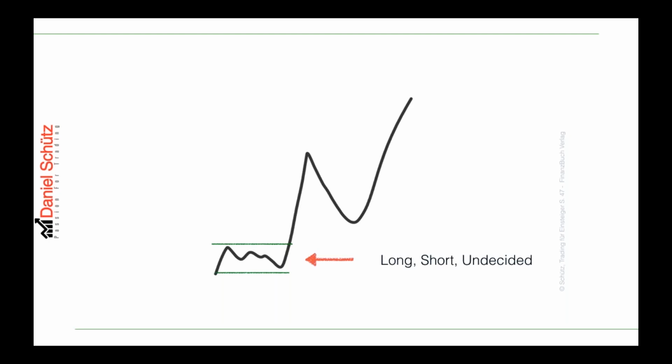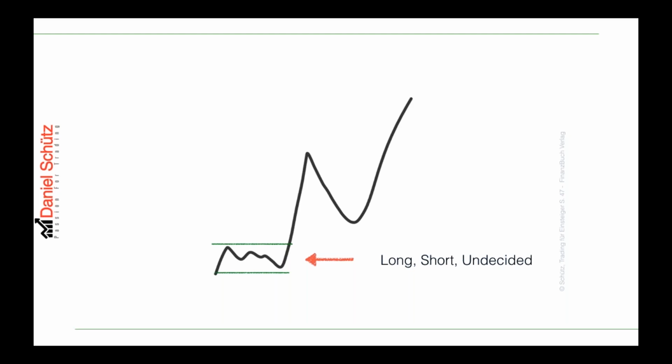So we have traders who are already long. We have traders who are already short, and we have the undecided traders. So the long and the short ones are the first who can wait until something is developing, and they are already positioned in the market. The other ones are undecided. They wait to see what will come out of this sideways range when the market breaks out.